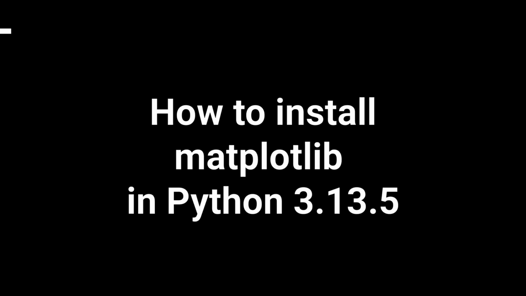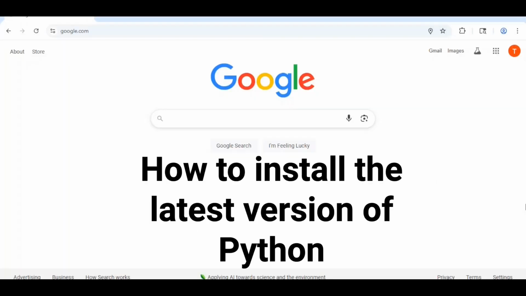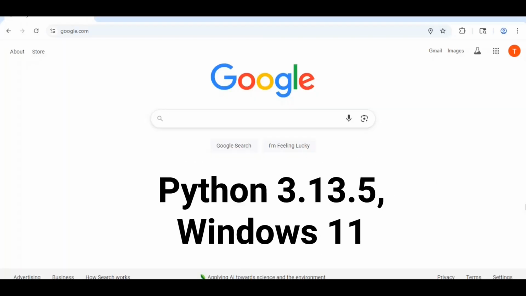How to install matplotlib in Python 3.13.5. First, let's install Python. How to install the latest version of Python, that is Python 3.13.5 on Windows 11.